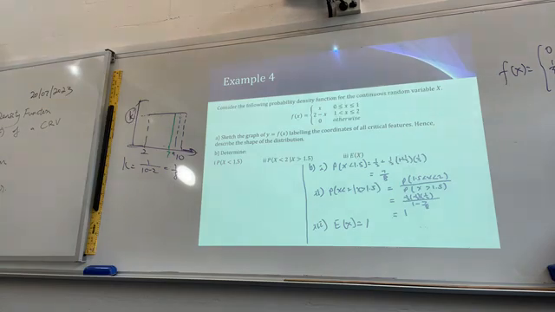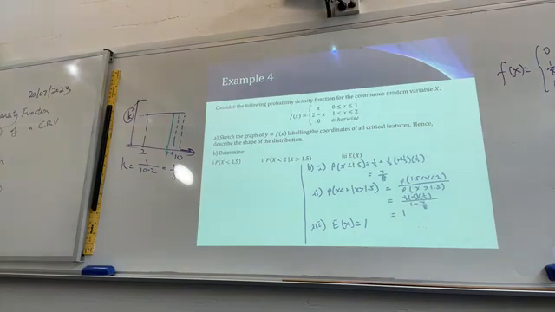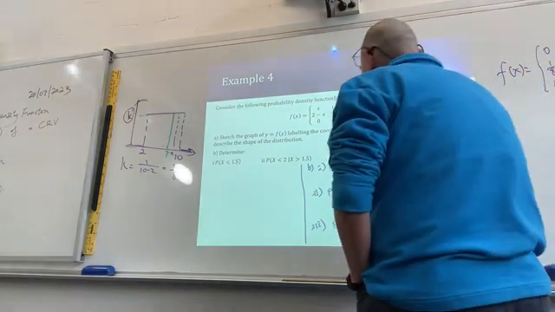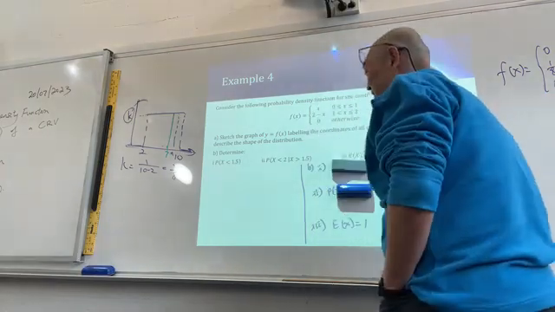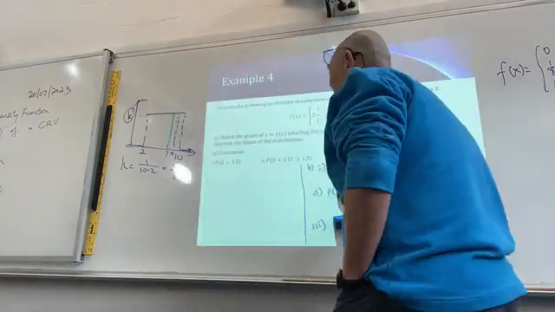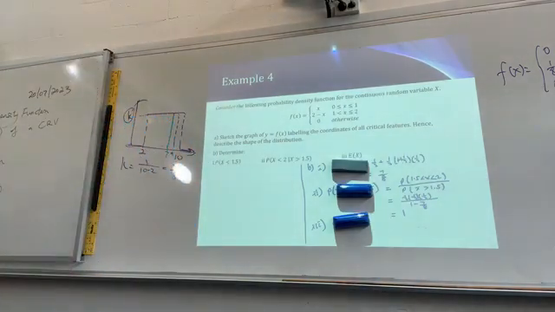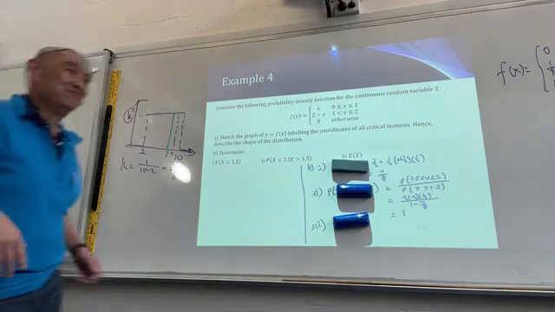Alright, example 4, I've already given you part B. So let's have a look at this function here. Consider the following probability function. Sketch the graph of y equals f(x), labeling the coordinates of all critical features, hence describe the shape of the distribution. If you could actually sketch it, please. You know between 0 and 1 is y equals x, and then from 1 to 2 is 2 minus x. How do you do it? I did not give you a grid.